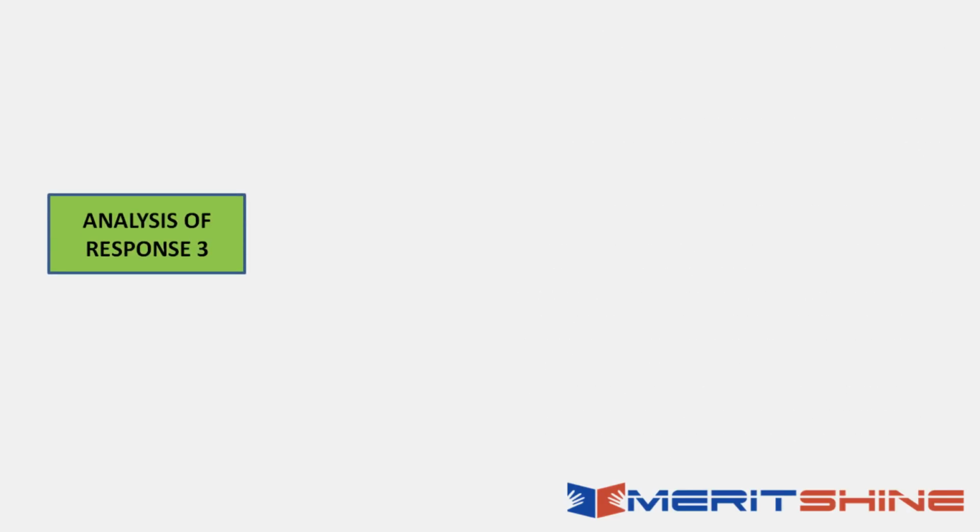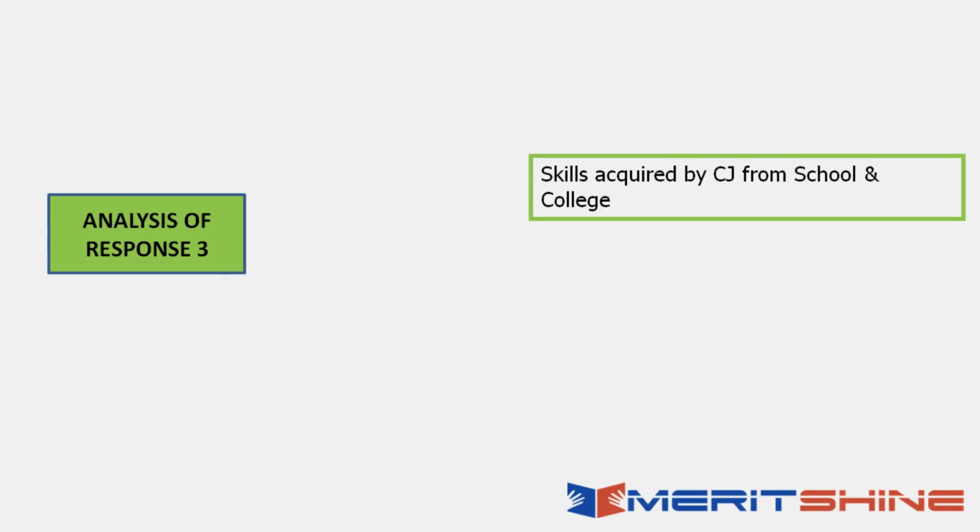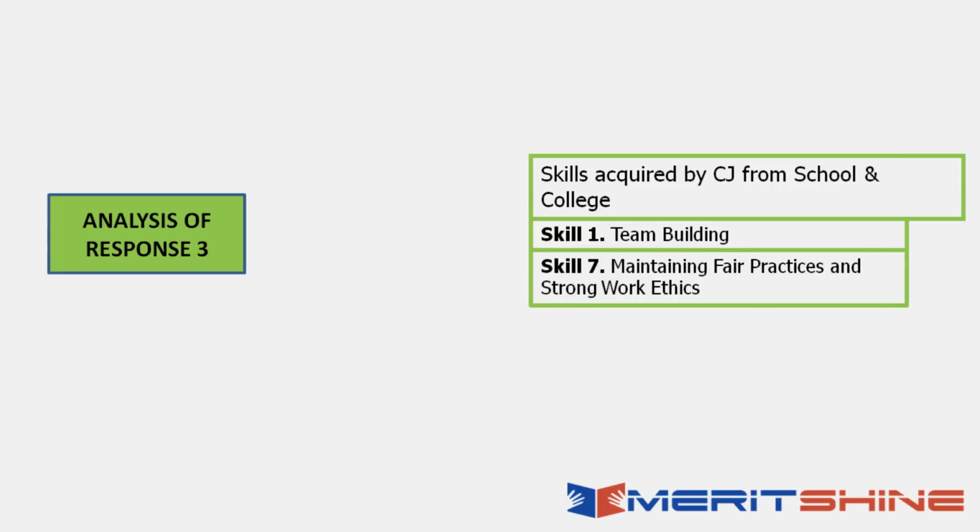Good. Now let's analyze her response. So analysis of response 3 would be in this way, that we will list down the skills that have been acquired by CJ from school and college. Skill 1, team building. Skill 7, maintaining fair practices and strong work ethics. So you see talents that CJ has acquired: skill 1, that is team building, from her school and college activities, and skill 7 from her school and college activities, right?